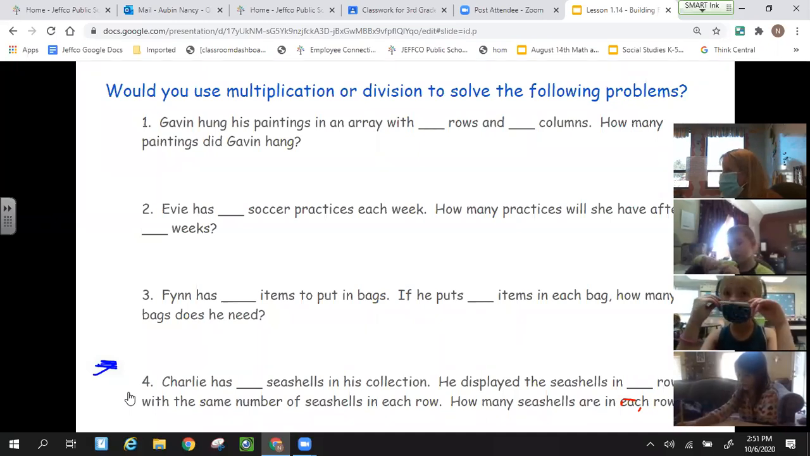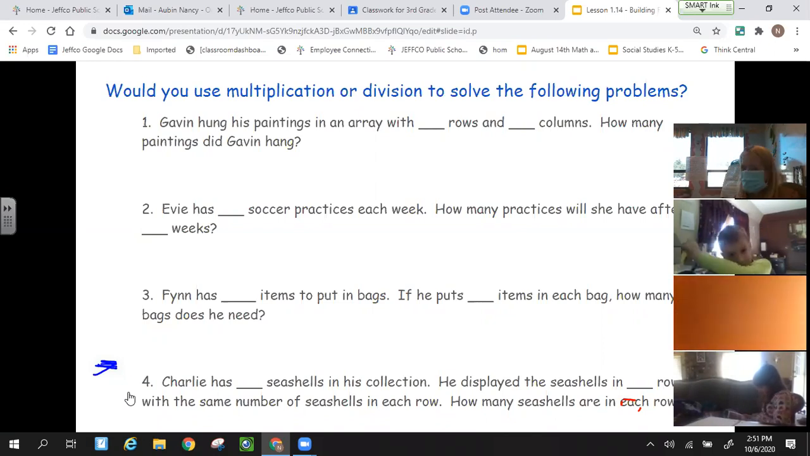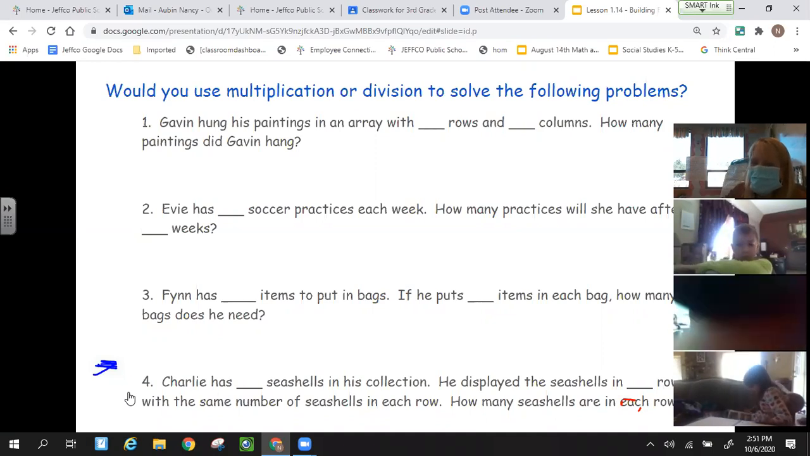Yeah, we don't know how many practices. We don't know the total. We're trying to figure it out. If she has 2 practices each week, and I want to know how many she has after 3 weeks, it's going to be 2 times 3 equals 6. All right, but you got 2 more, guys.